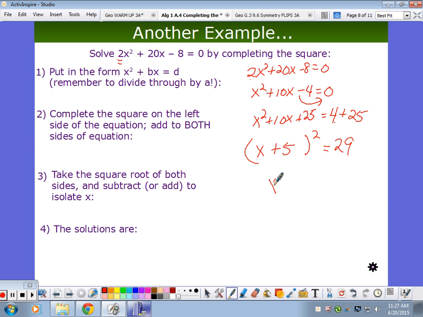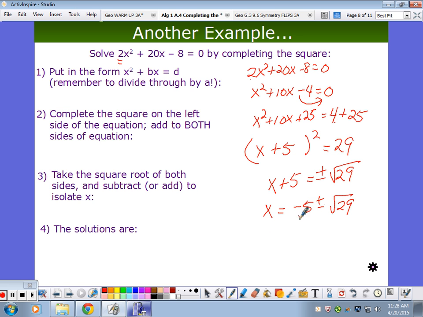Then square root of both sides, right? Plus or minus. It's not a perfect square, so I'm just going to leave it as the square root of 29. Negative 5 plus or minus the square root of 29. Why negative? Subtracting the 5 to put it on the other side. If you use the quadratic formula, you get the same thing. See that plus or minus?